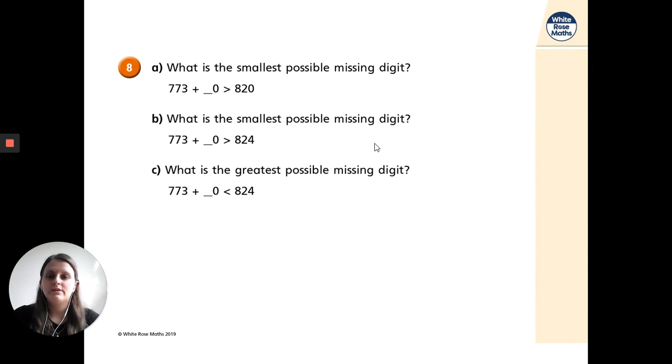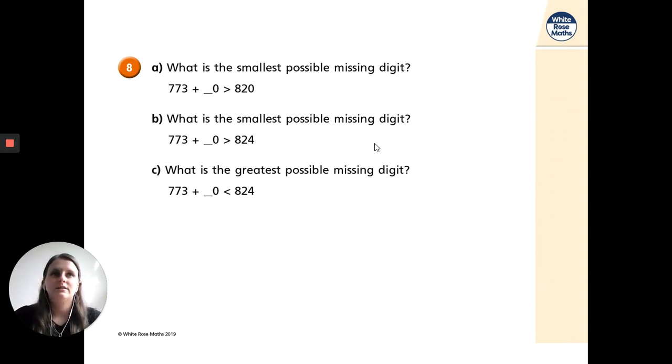Okay, question number 8. So what is the smallest possible missing digit? So 773 plus some amount of tens, is greater than 820. So for that one, you might have to work it out.